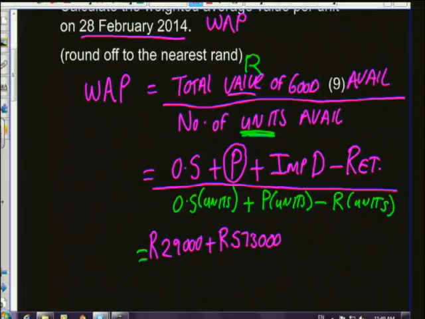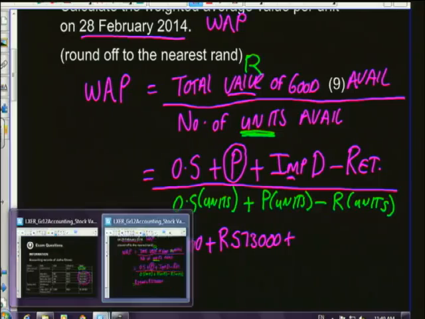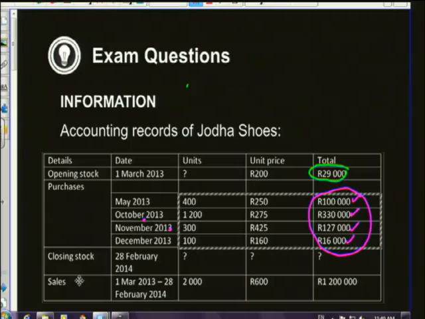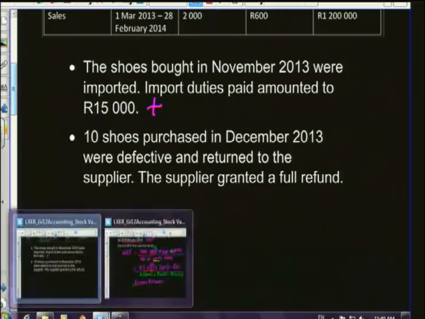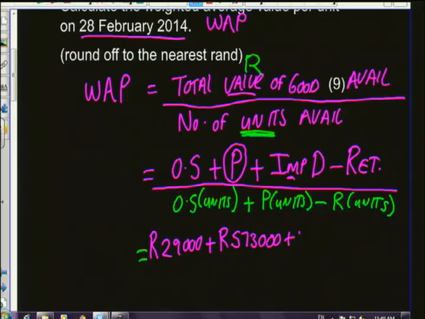Okay, next amount that I now need, my import duties. Okay, so I'm going to add on, did I pay any import duties? We know we came across that, so let's go back to our information. Further down, we've got import duties. Shoes bought in November 2013 were imported. Import duties paid amounted to 15,000. Now remember guys, on the previous slide, I put a plus sign, meaning that we're going to now add on our import duties. So let's do just that. So import duties that we're going to add on, 15,000. And again, I'm just going to quickly add that rand sign.